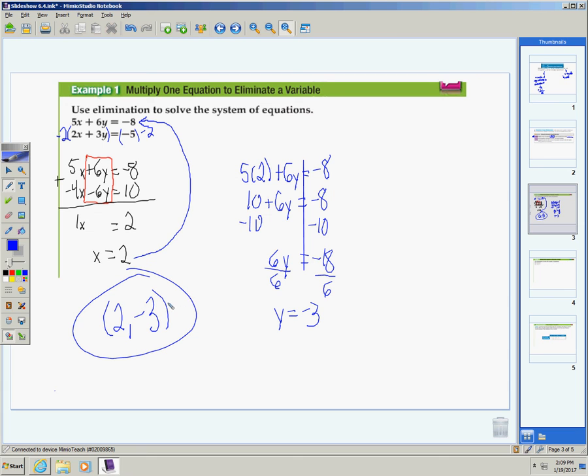So as you can see, there was really only one new step. It was multiplying this second equation so that I would get it matched up where I had a positive 6y and a negative 6y. So when I added them together, my y's would cancel out.